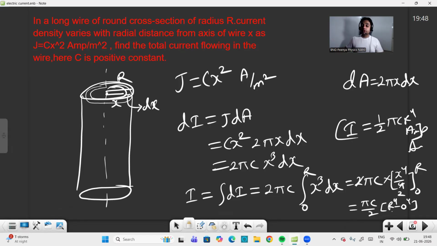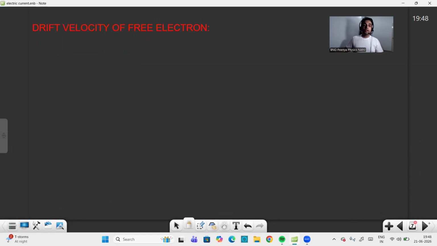I hope all of you understood this. Now, we will go for the next concept: drift velocity of a free electron. How to define the drift velocity? Just in the starting, I discussed with you what happens inside a conductor. In a conductor, there are free electrons that we have already discussed. Those free electrons are free to move in a lattice.